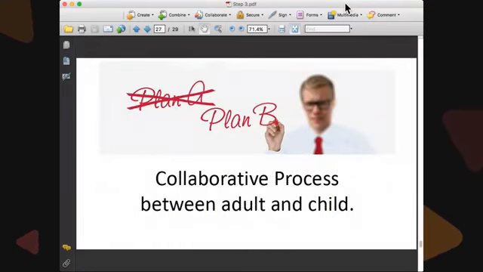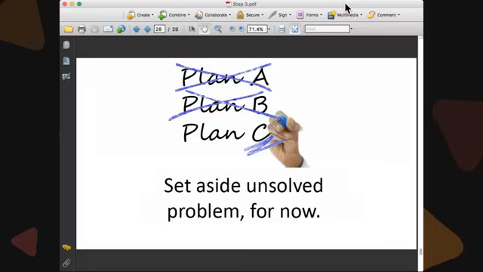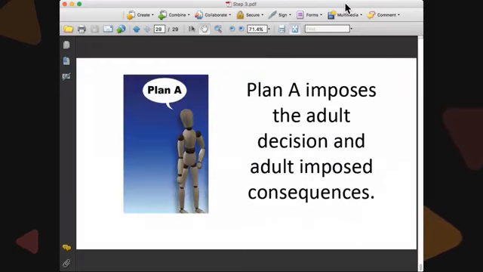So Plan B is the one that's preferred. That's that collaborative process between the adult and the child. Plan C, sometimes you might have to use it if things aren't calm, if you just need to set that aside and have some space and time, then that's called Plan C, when you just put it aside for now.